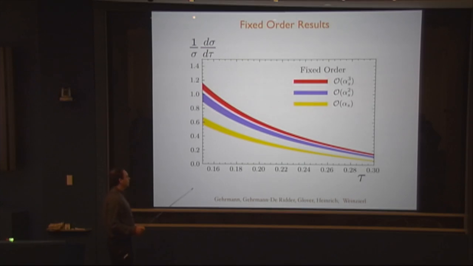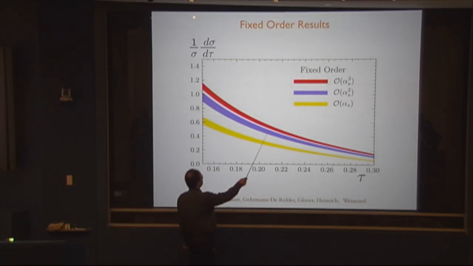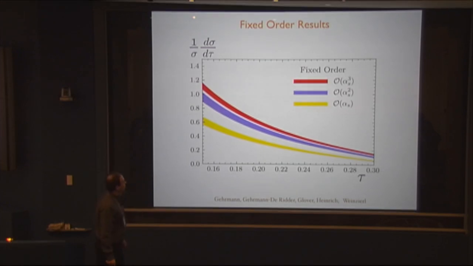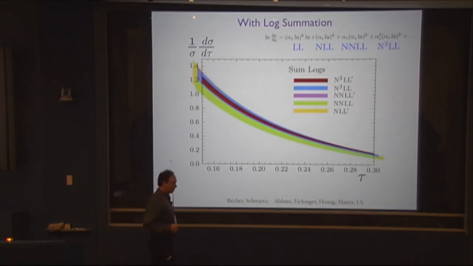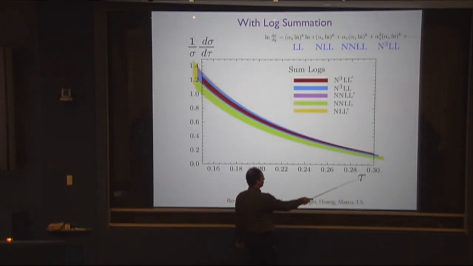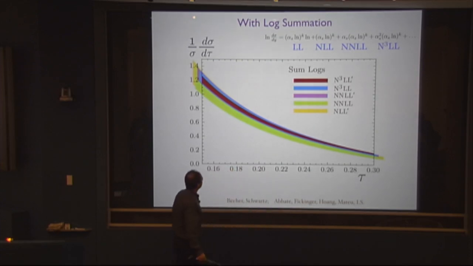So we can think about now making these predictions. Here's a prediction if I just work at fixed order in the coupling. I don't really need that factorization theorem to do that. I could just calculate with QCD. And you can see that the expansion is not converging very well. If we sum up the logarithms of this variable, this resolution parameter tau, then things start to converge much better. Essentially, this means that the logarithms are large and that you need to sum them up.